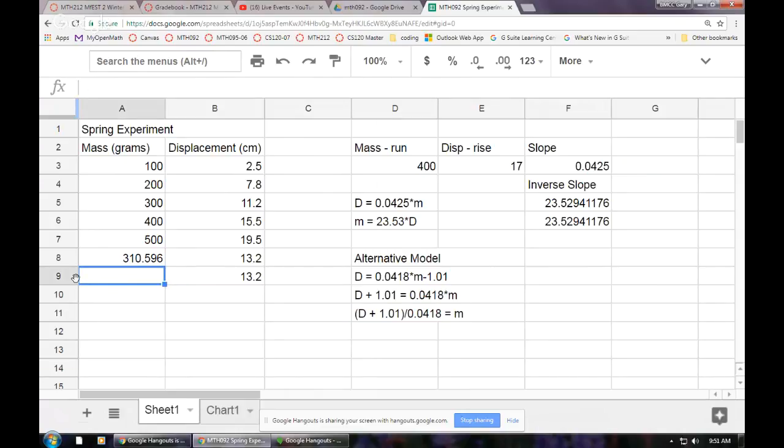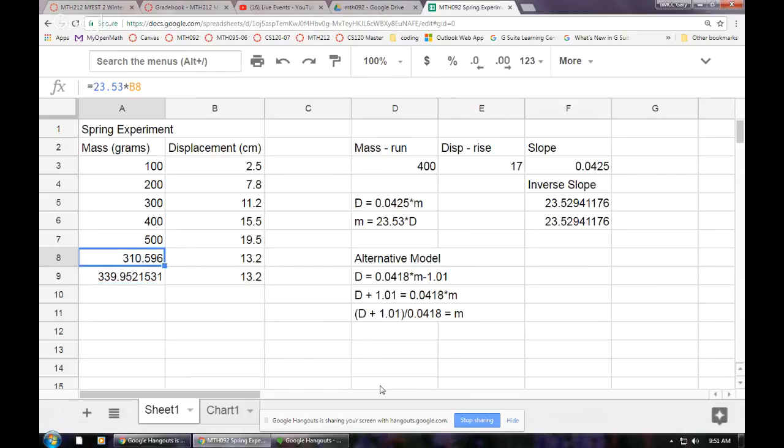Back here equals parentheses displacement plus its fudge factor of 1.01 according to the spreadsheet calculation, and divide that by 0.0418. And that gives me a mass of 339.9, so about 340 grams for the cup.